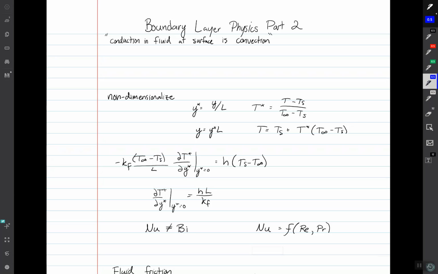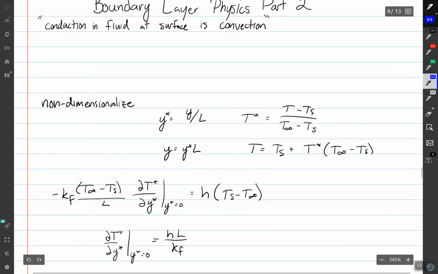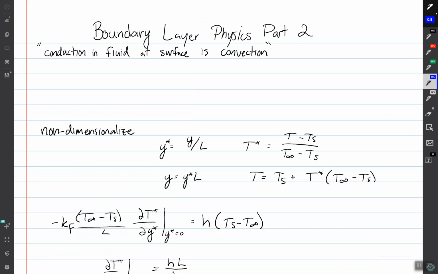But this is going to be a little bit of math. We won't actually go through solving very much, but looking at some of these equations to see what factors are important and why. So as I said previously, we can think about conduction in a fluid or convection in a fluid really as conduction at the surface. Because the fluid is stopped at the surface, convection really is conduction through that first initial boundary layer.